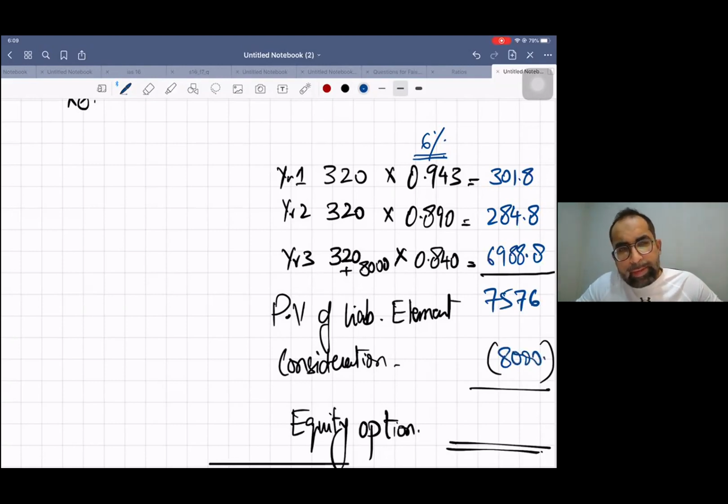So now if you see this, it's coming negative NPV. There is a negative NPV coming, but still that investor has invested, so that means that investor has not invested in pure loan notes. There is something else as well, that is equity. So how much is the equity? 8,000 minus 7576. Okay, this is your equity option.